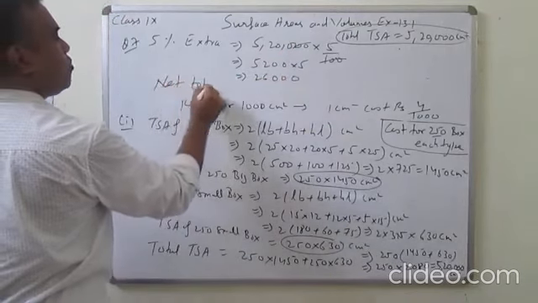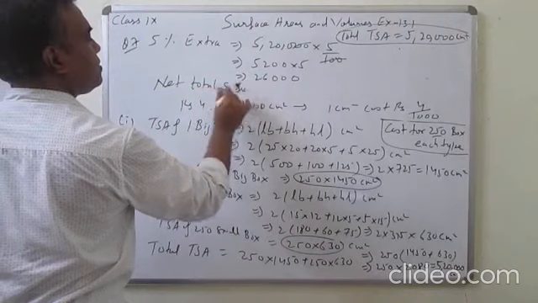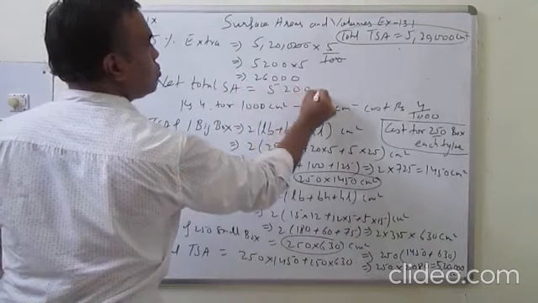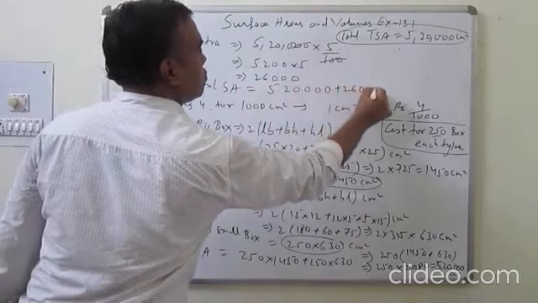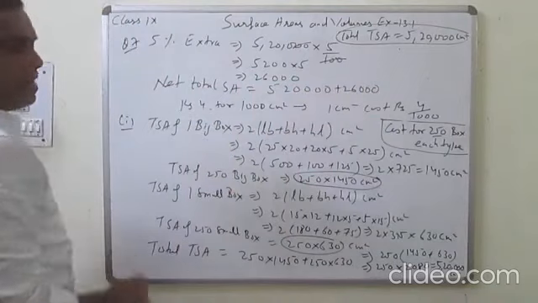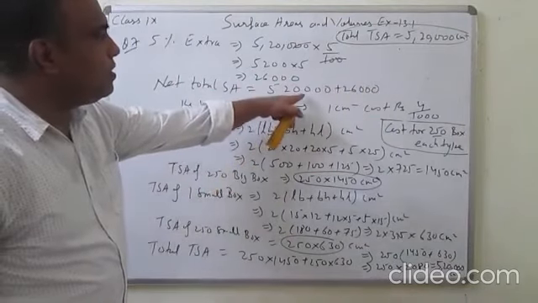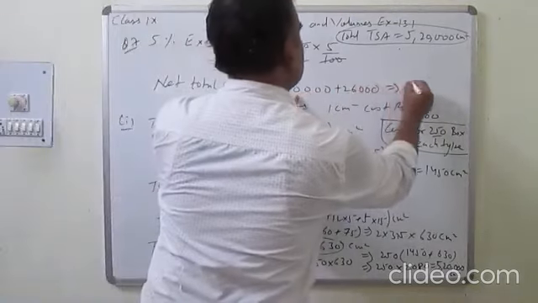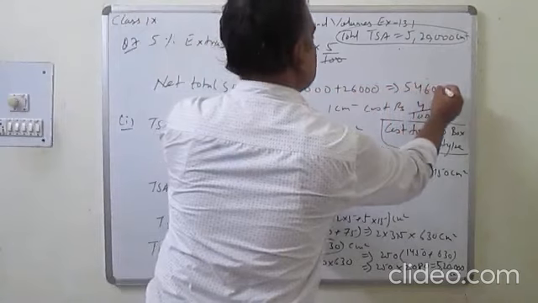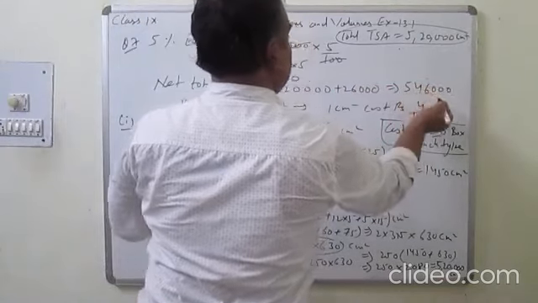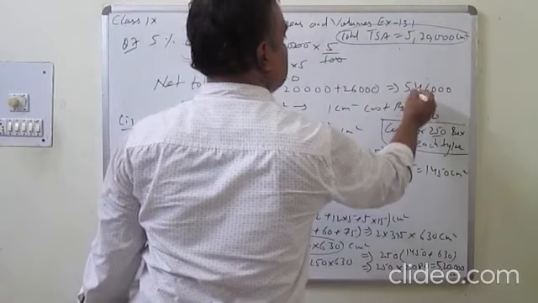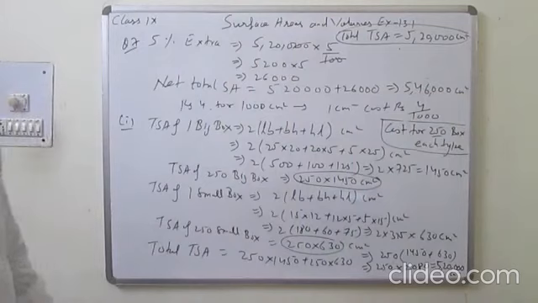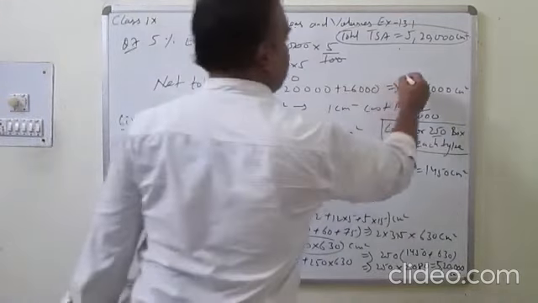So what is the net total surface area? 52,000 plus 2600. Now if you add it, you will get 5,46,000 centimeter square. 5,46,000 centimeter square is the total surface area.